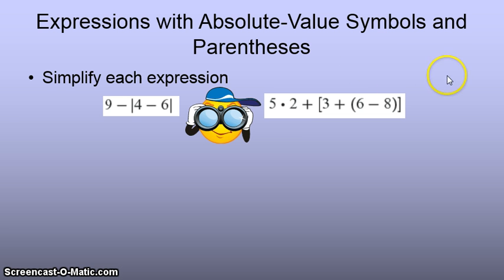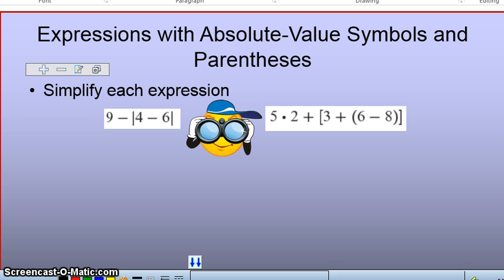Here we have a couple of expressions with absolute value symbols and parentheses. These are examples, so these need to be written down in your notes, and we want to simplify each of these expressions. So over here we've got 9 minus absolute value of 4 minus 6. Our symbols of inclusion are our absolute value bars right here. Those are our parentheses, basically, and we want to simplify those first. Everything outside those is going to stay the same.